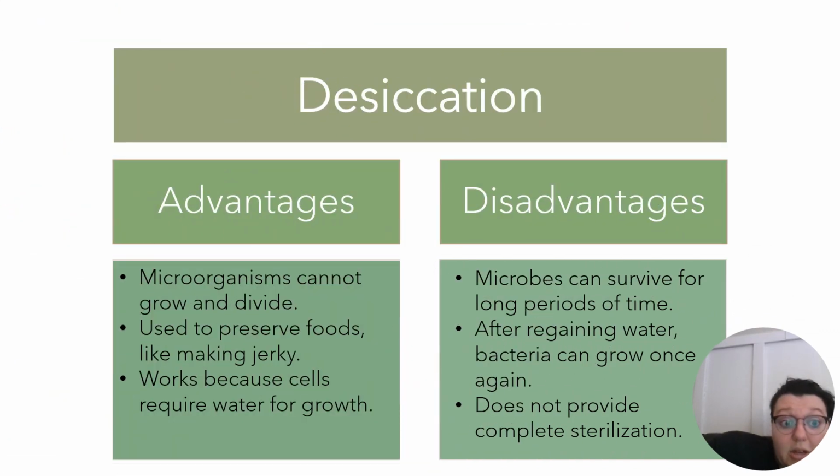And last, we have desiccation, which we said was dehydration. Microorganisms cannot grow and divide in this. This is used to preserve foods like making jerky, and it works because cells require water for growth. But these microbes can survive for long periods of time, but after regaining the water, they can grow once again, and this does not provide complete sterilization.